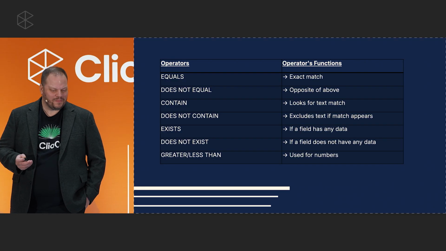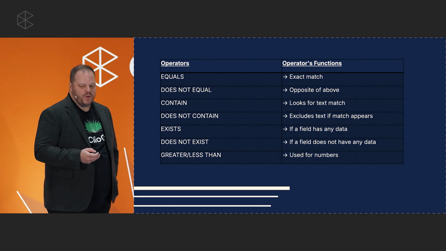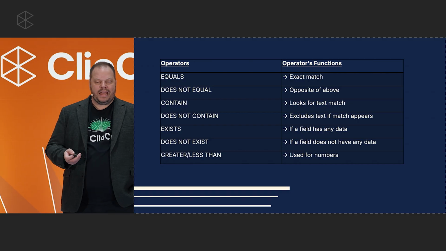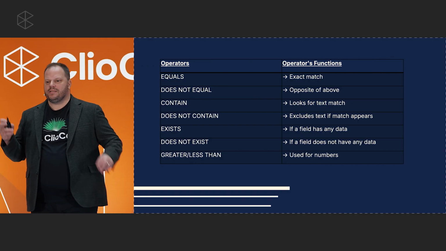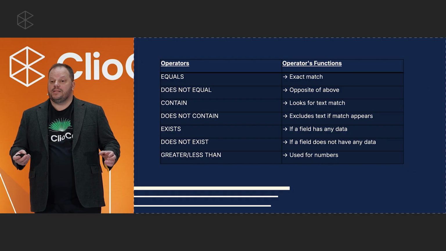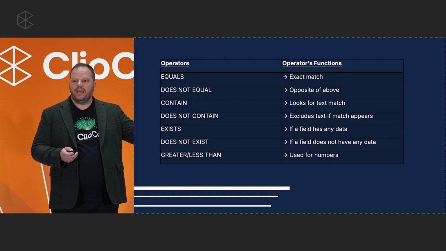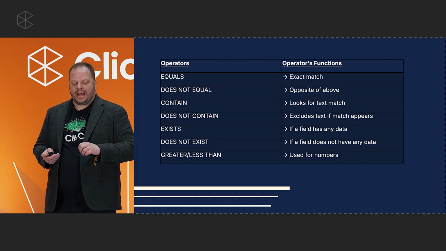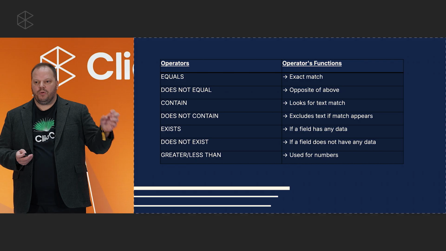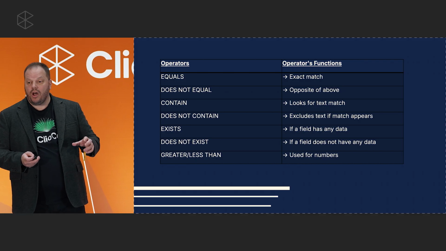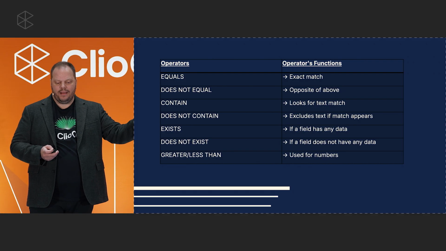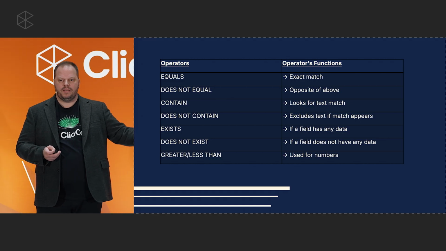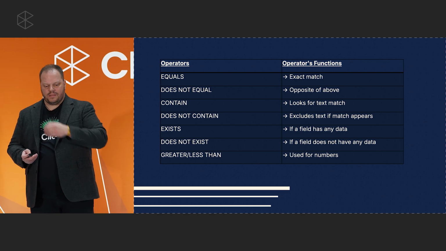All right. So, equals means exact match. Does not equal, the opposite. Contains looks for the text match, essentially like a wild card. Does not contain excludes the text if it appears. Exist, if a field has any data in it. So if there's anything in there, that will trigger that operator. Does not exist, looking for not having that data there. And of course, greater than, less than. If the child is less than 18, do this. If the child is older than 18, do this.